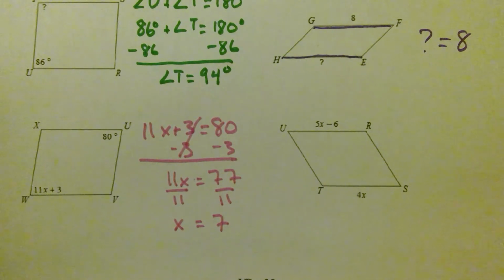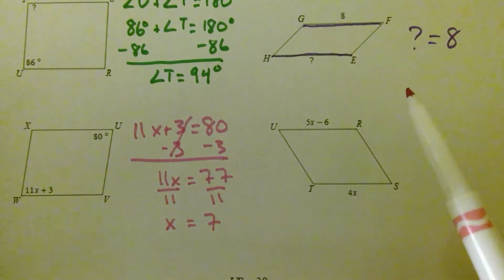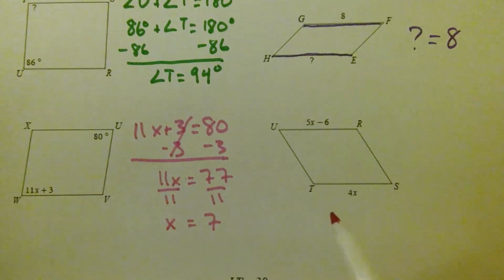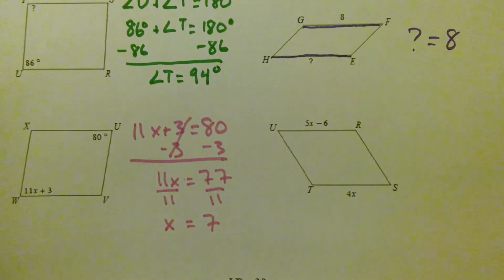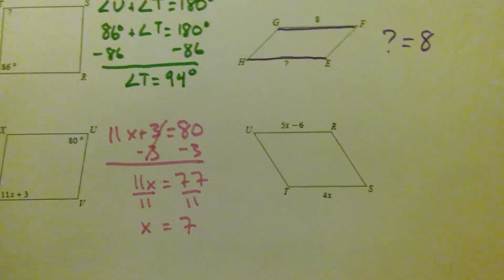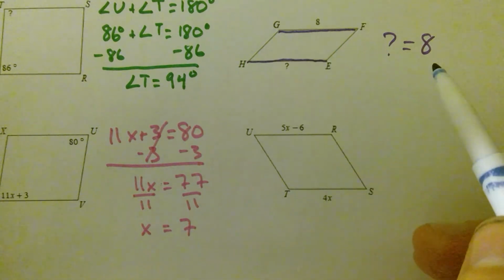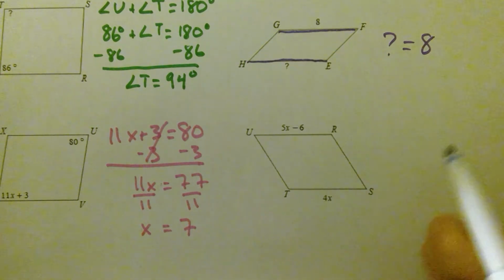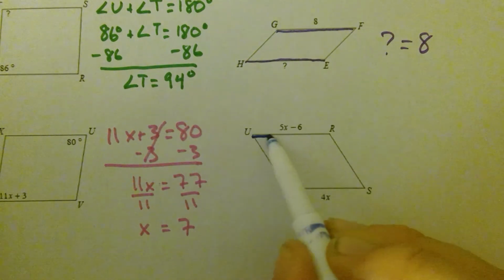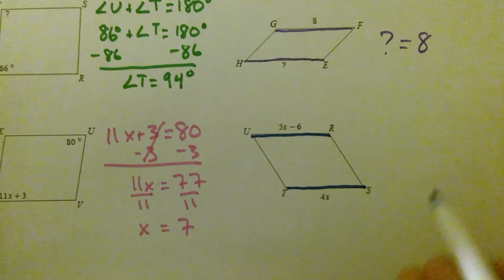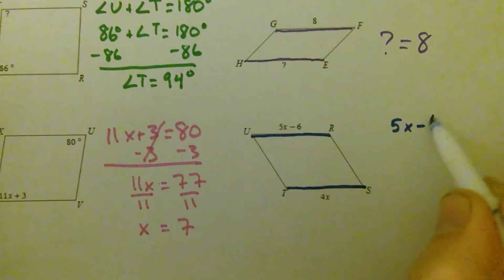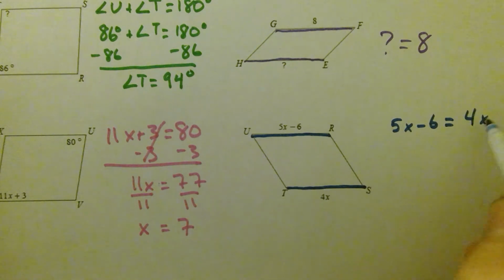Now, once again, we're working with our congruencies. We said here that our opposite sides are congruent. So kind of like the one we just did above here. But in this case, rather than just have a question mark and a number, we have a little more of an equation to work with here. Okay, so let's go ahead and do what we did here. We said question mark equals 8, and we were good on the first one. Now moving down here, since UR is opposite TS, we know that 5x minus 6 equals 4x.